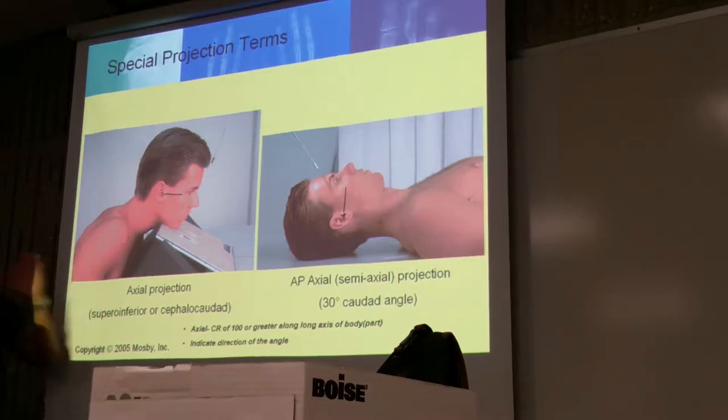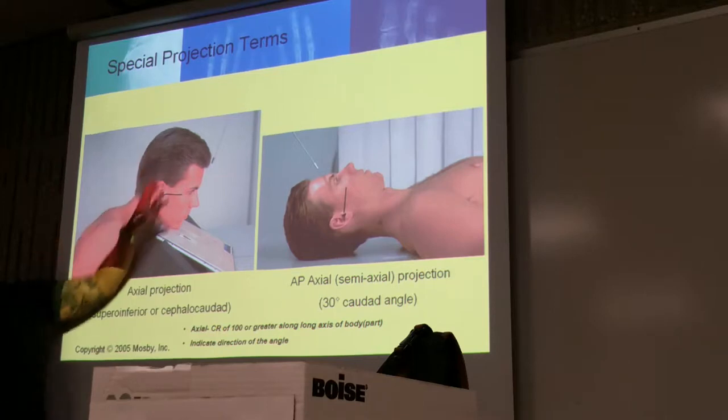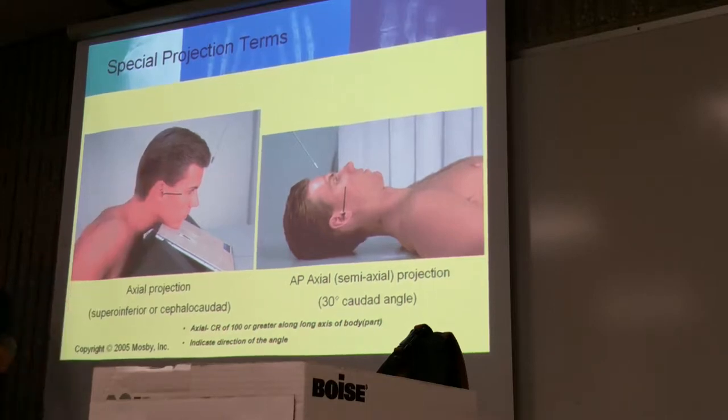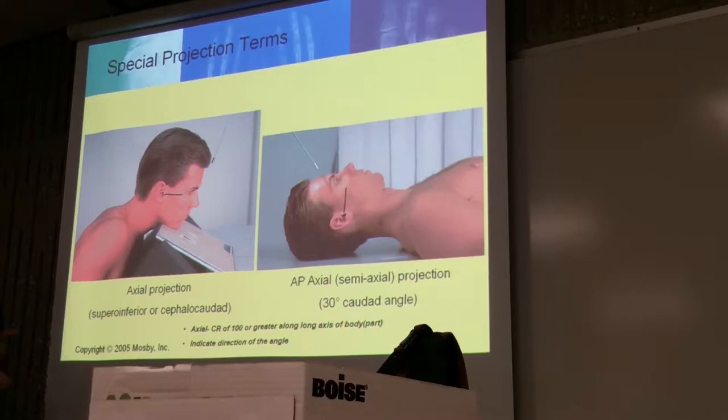Okay, so when we're looking at the skull, the length of the skull, we're talking about the long axis. The long axis would be from here to here, not this way. So an axial projection is where it matches the length of the long axis of the body part. It matches the length of the body part.